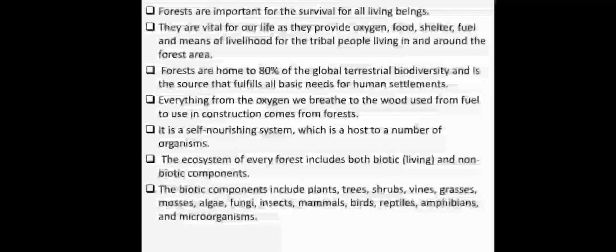The ecosystem of every forest includes both biotic and non-biotic components. Non-biotic components include temperature, pressure, rain, while biotic components include plants, trees, shrubs, grasses, moss, algae, fungi, insects, mammals, birds, reptiles, amphibians and other microorganisms.